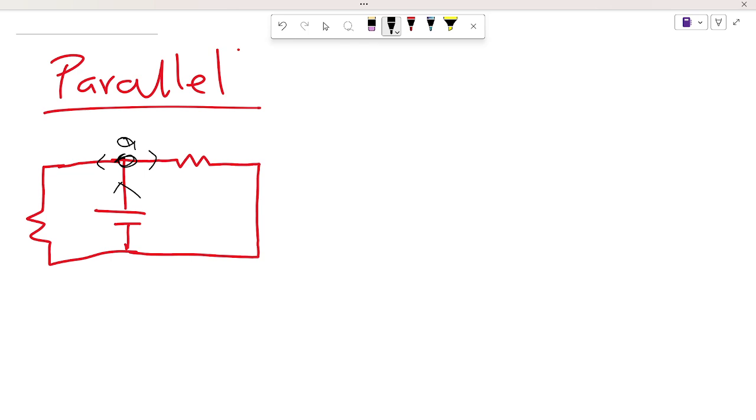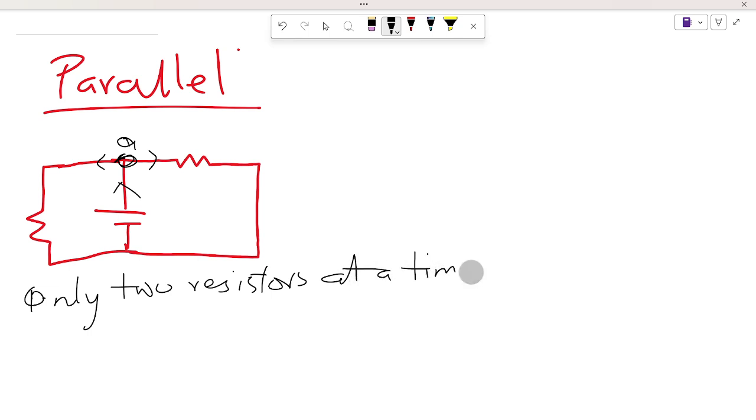Now moving on, for parallel resistors, the first thing to note is that we consider only two resistors at a time. That's the first thing that has to be noted. And also, there has to be a node present.